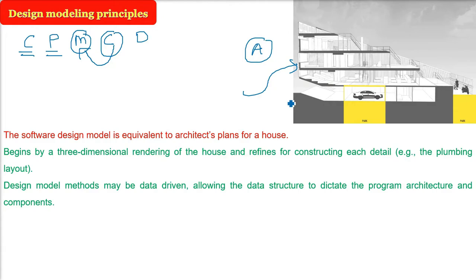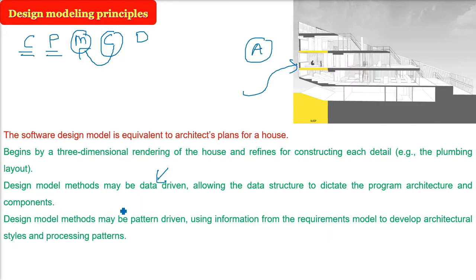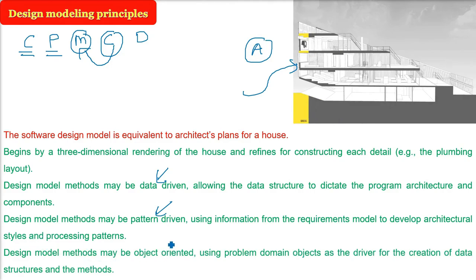Now design model methods may be driven by various aspects. Whatever method you use to design the model, it can be data driven, it can be pattern driven, or it can be object oriented. When the design model is data driven, everything is data. In the background, the main driving force is your data. You will start with the data structure as the pinpoint, and that data structure will dictate what will be the program architecture, what are the components. So data will drive the design models.